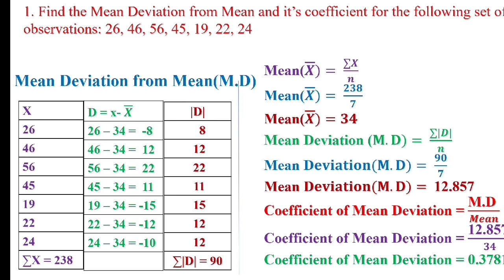Here is mean deviation from mean. Next one is mean deviation from median. Then the next is mean deviation from mode. So all three methods and three different types, 9 problems we are going to study.